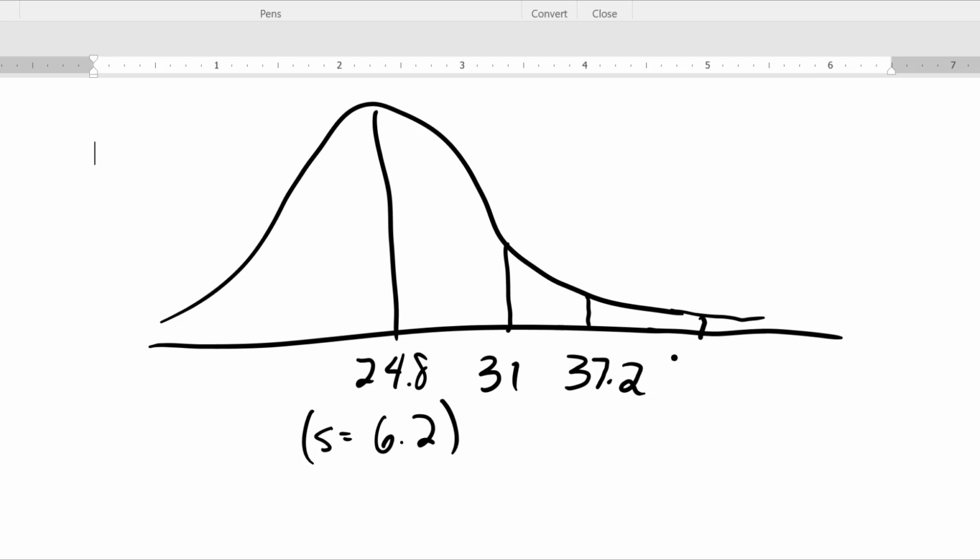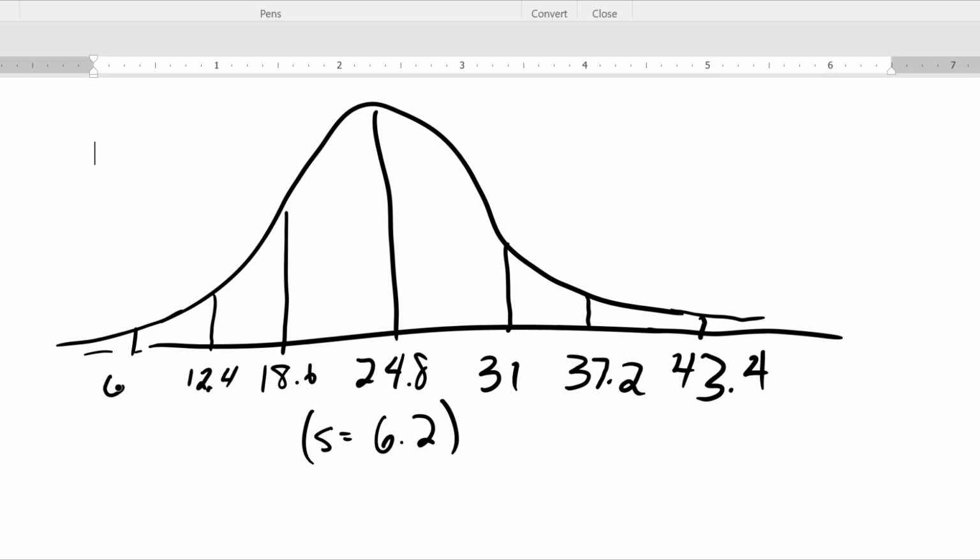So we're going to get 43.4. I'm just adding 6.2 each time. Now let's subtract 6.2 each time. One standard deviation below the mean is going to be 18.6. And then subtract another 6.2, that's going to be 12.4. And then we'll go out one more, and that's going to be 6.2. Does that make sense? I'm just going down 6.2 each time.